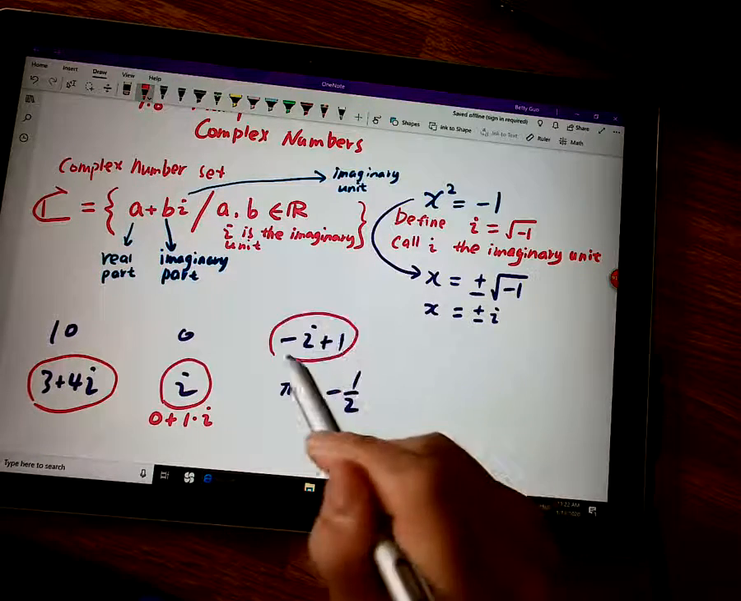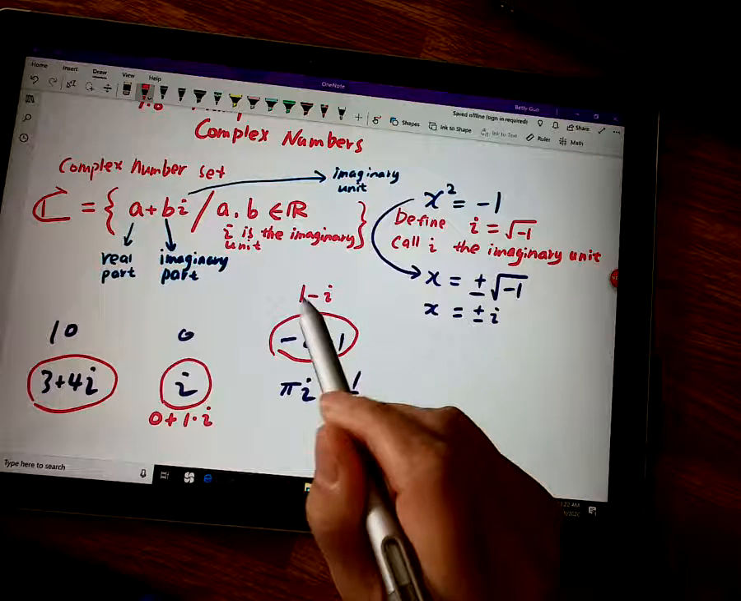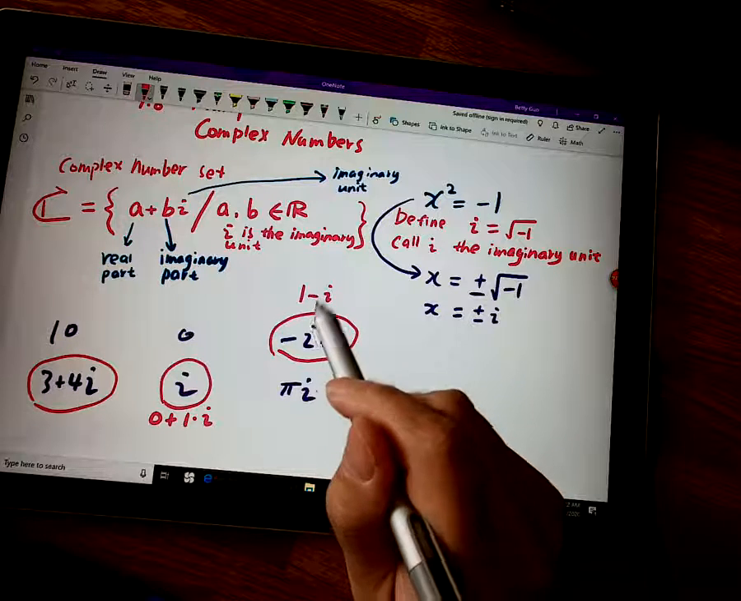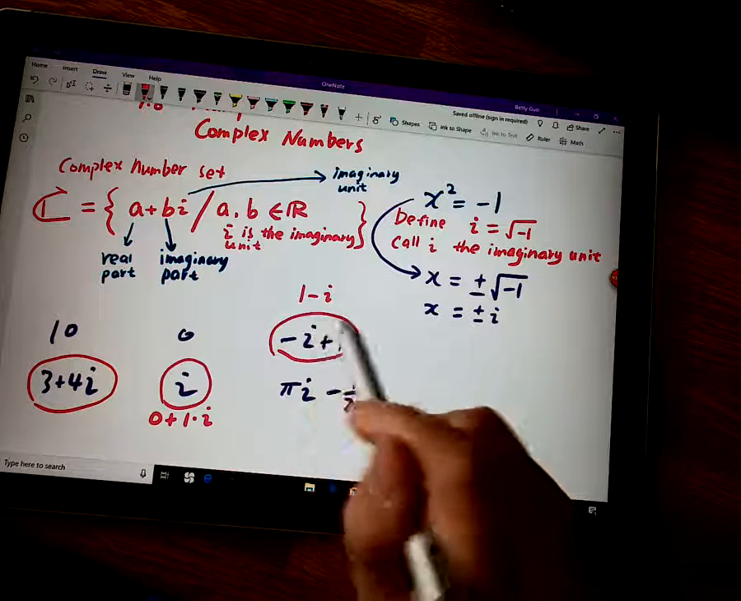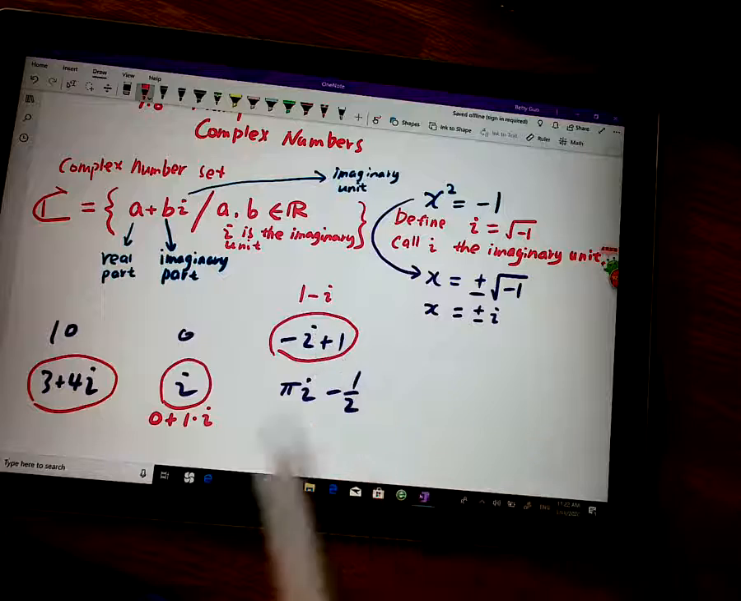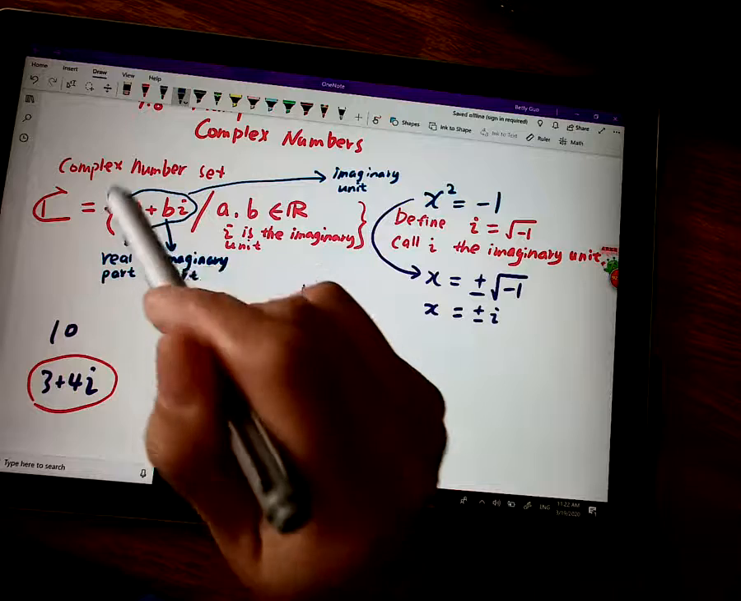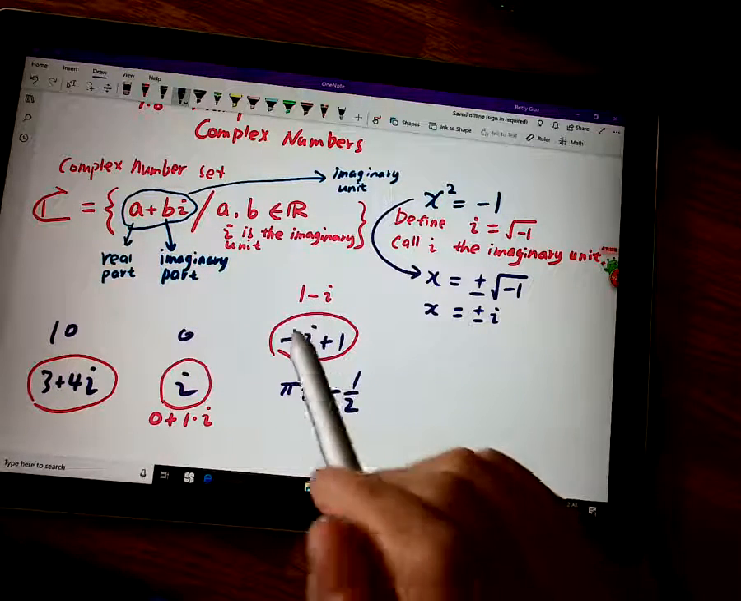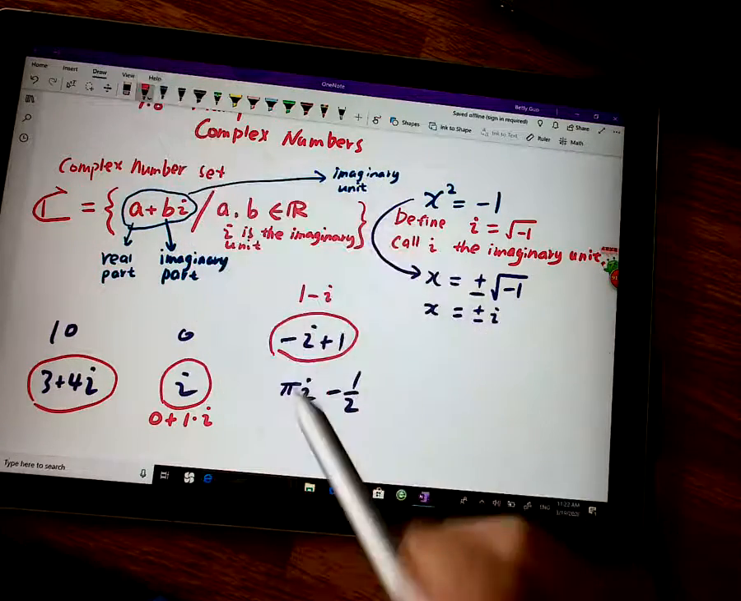What about this one? That one is the same as 1 minus i, right? So the real part is 1. The imaginary part is negative 1. Don't get confused because of the way I read it. Sometimes the complex number might not be given in standard form. What is standard form? This is standard form. It's good if you could firstly rewrite that complex number in the standard form. And then you know what is a, the real part, and what is b, the imaginary part.